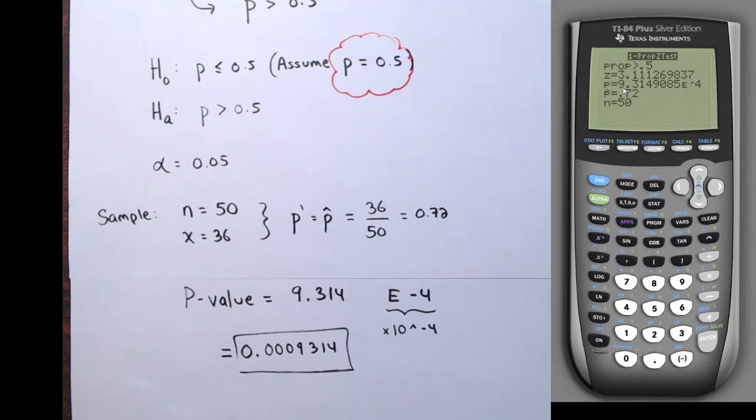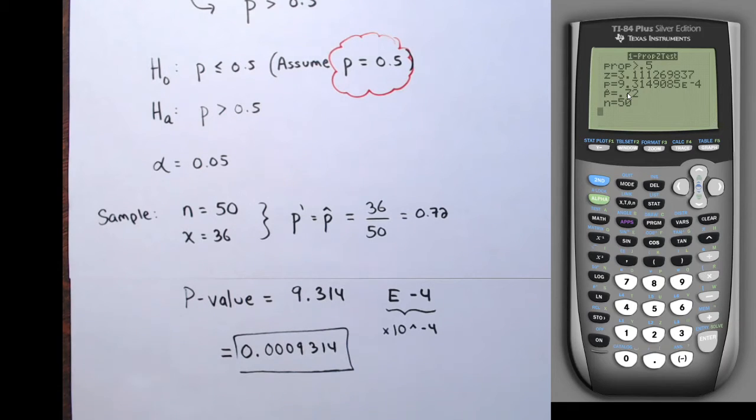So be careful, pay attention. The p-value can't be greater than 1. So if you said the p-value is 9.3, you're wrong. You have this E-4 at the end, meaning move the decimal place to the left 4. So just pay attention to that. So you see the p-value is very, very small.